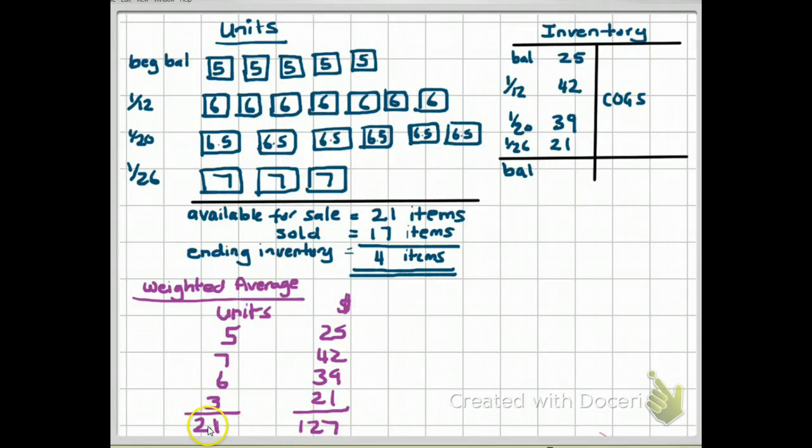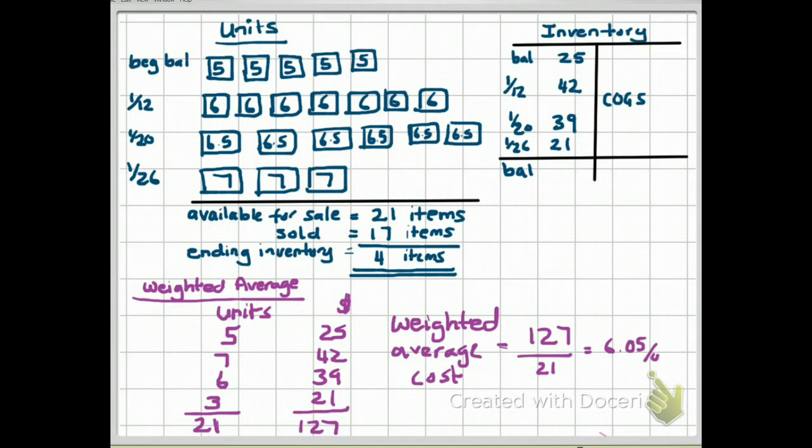This is the number of units available for sale, and this is the cost of the items available for sale. To calculate an average cost, all we do is we take $127, which is the cost, divide that by 21, which is the number of units, giving you $6.05 per unit. So now we've converted all these into an average cost.